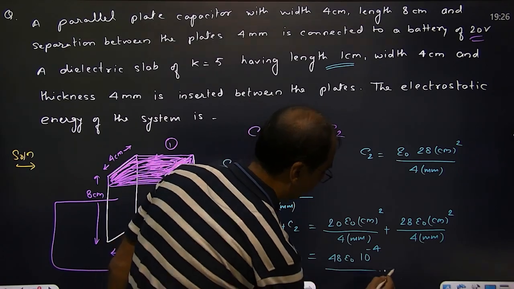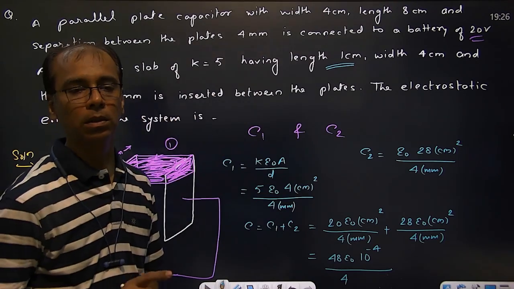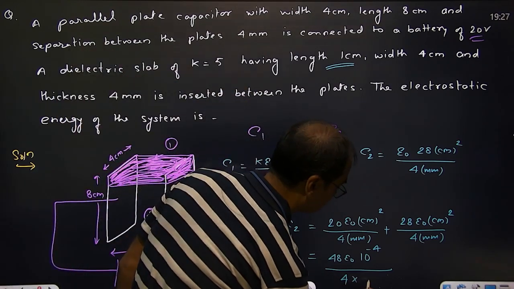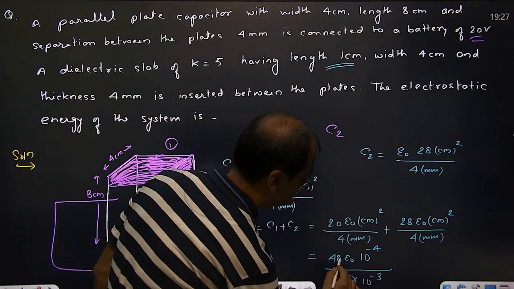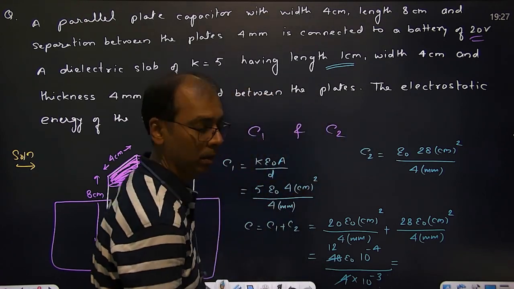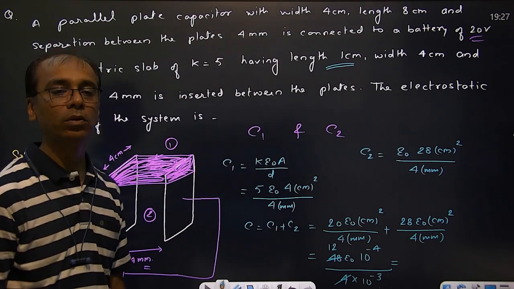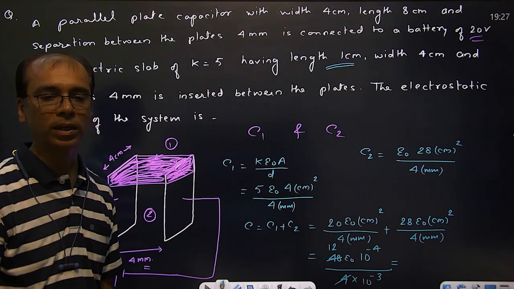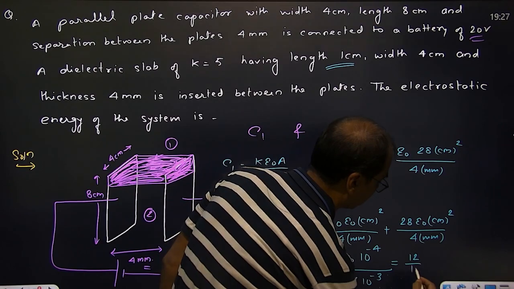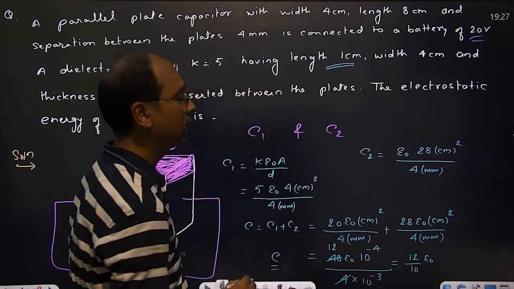Okay. By 4 mm. Mm you have to convert into meter. So 1 mm equal to 10 to the power minus 3 meter. So minus 3. This 4 becomes 12. So what we are getting? This will go up: 10 to the power minus 4 into 10 to the power 3. So what will come? 10 to the power minus 1. So 12 by 10 epsilon naught. This is C net.